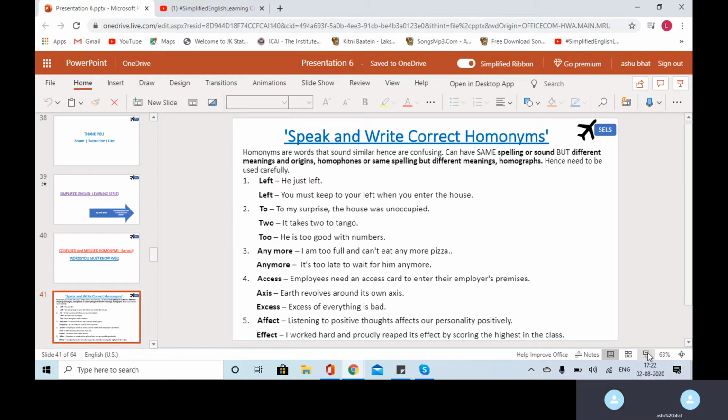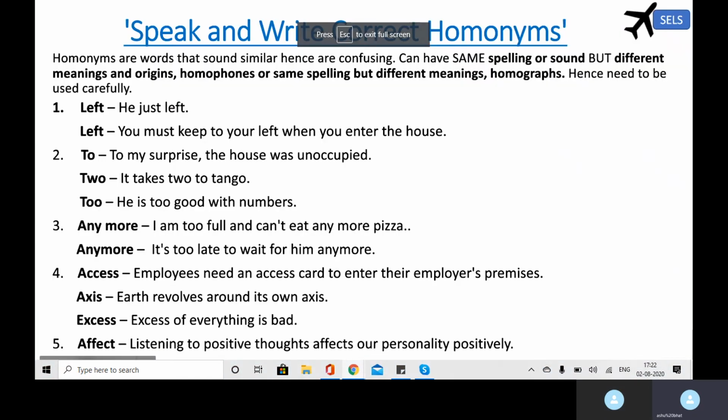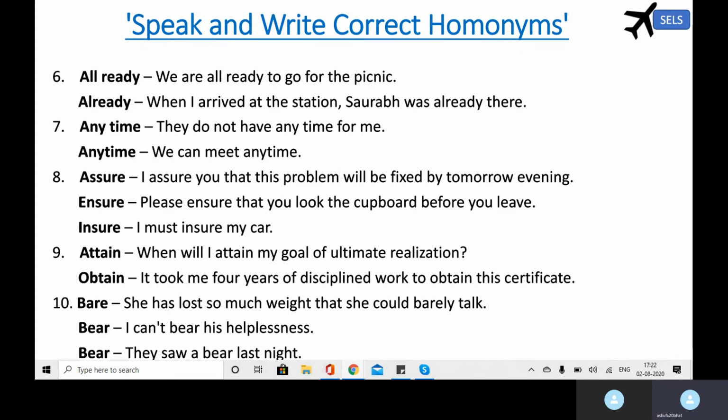So let's go through another very important, I wouldn't say special words, but day-to-day words which we must use correctly. All ready and already. Now this one, without any gap, already, is very easy to understand. I've already had dinner, I don't want to have any more. So you've already done it, something which has been done. But all ready means I'm all set to go for it. So I'm all ready to go for the party.